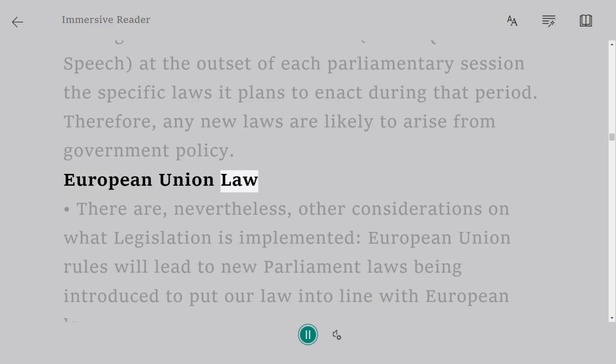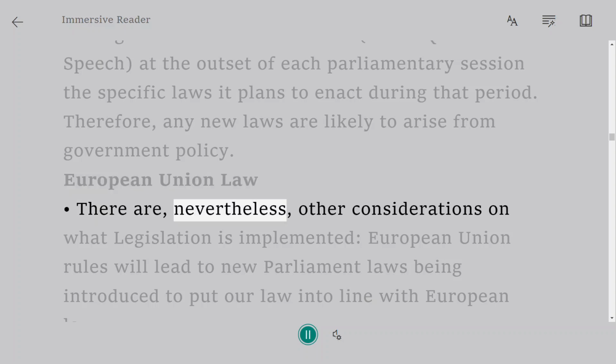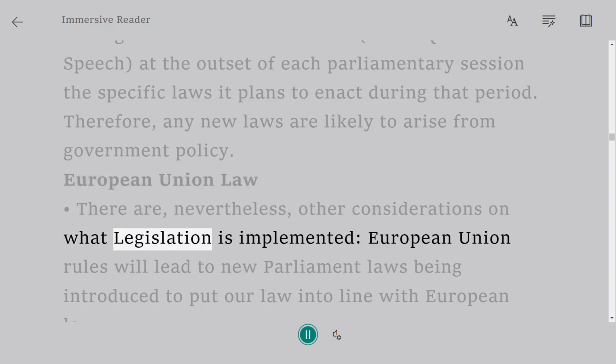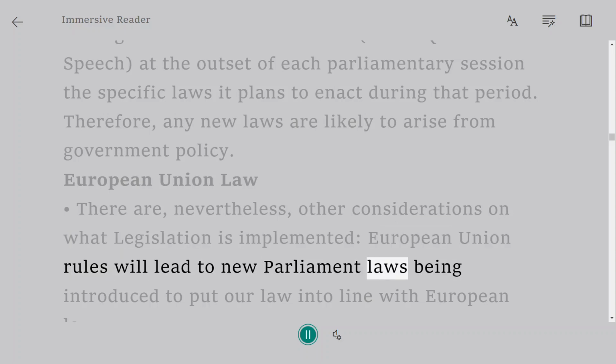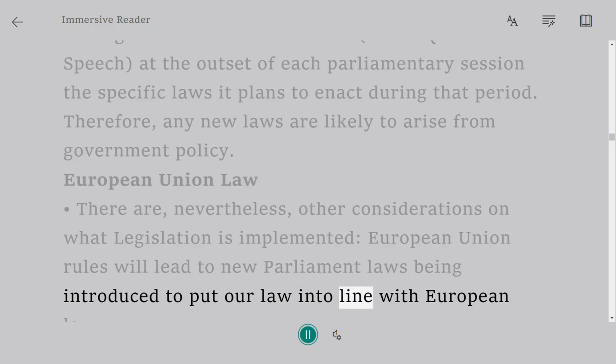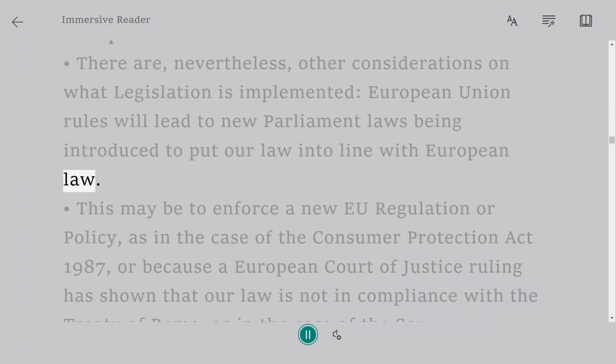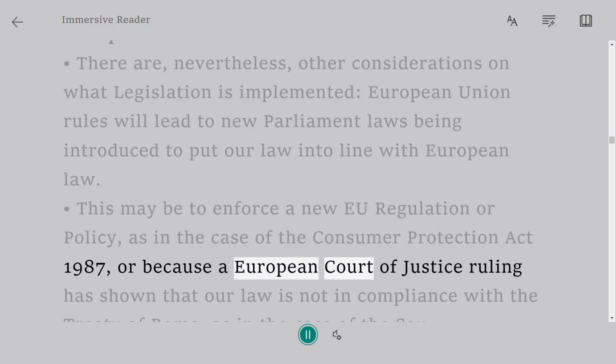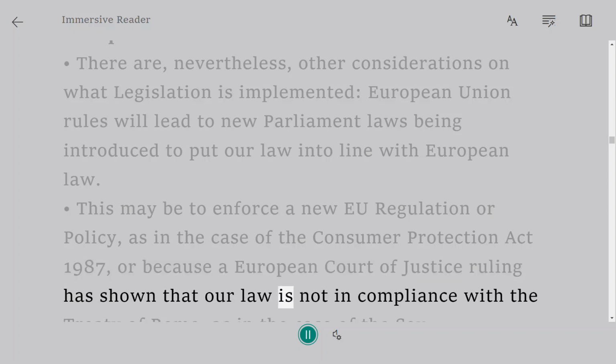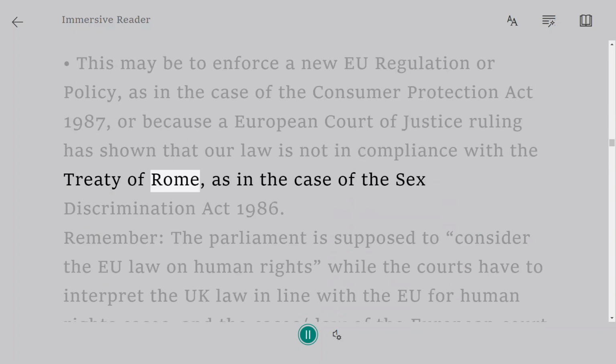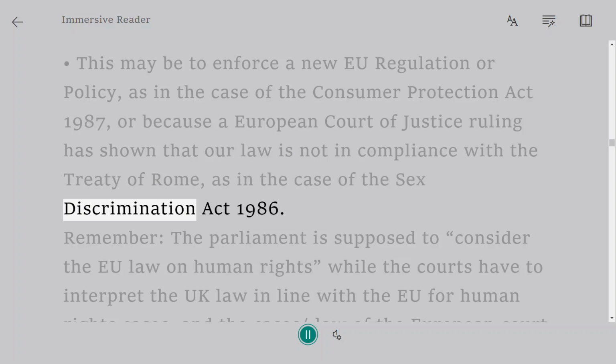European Union law. There are, nevertheless, other considerations on what legislation is implemented. European Union rules will lead to new Parliament laws being introduced to put our law into line with European law. This may be to enforce a new EU regulation or policy, as in the case of the Consumer Protection Act 1987, or because a European Court of Justice ruling has shown that our law is not in compliance with the Treaty of Rome, as in the case of the Sex Discrimination Act 1986.